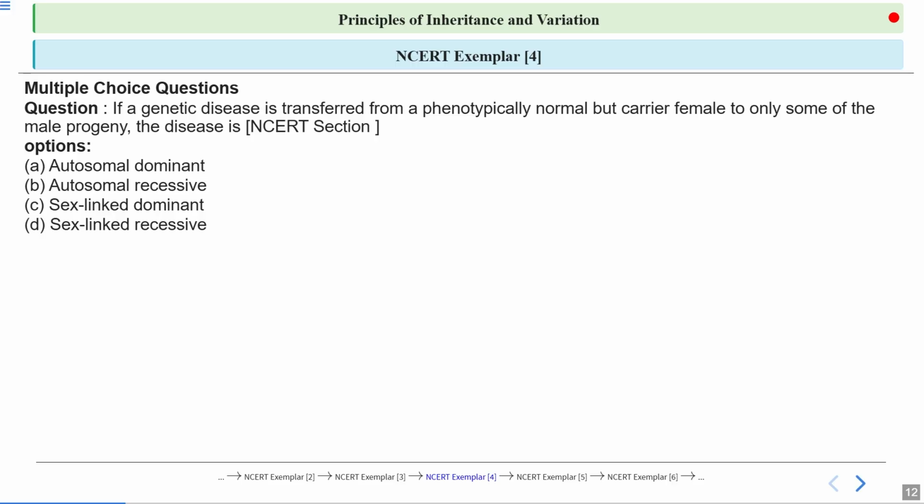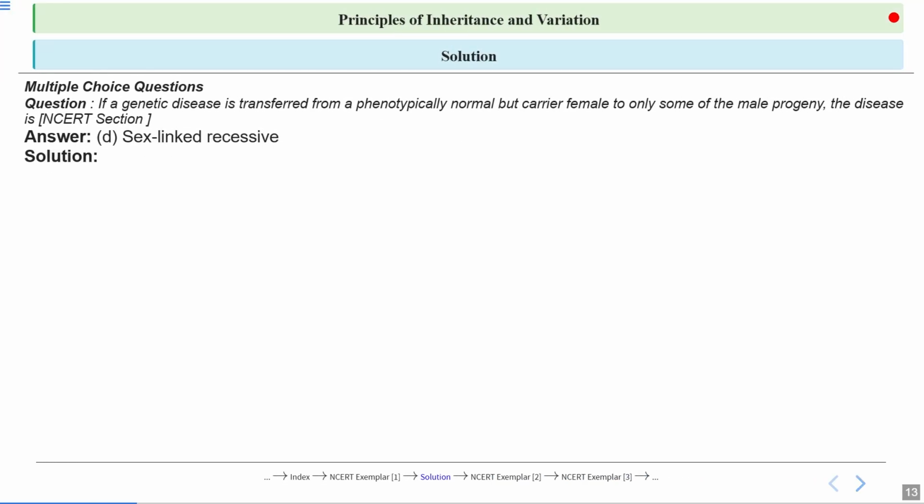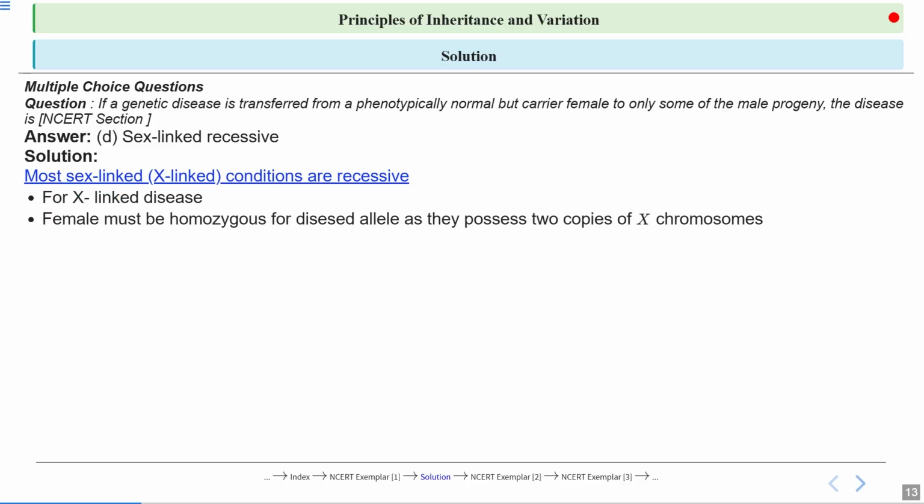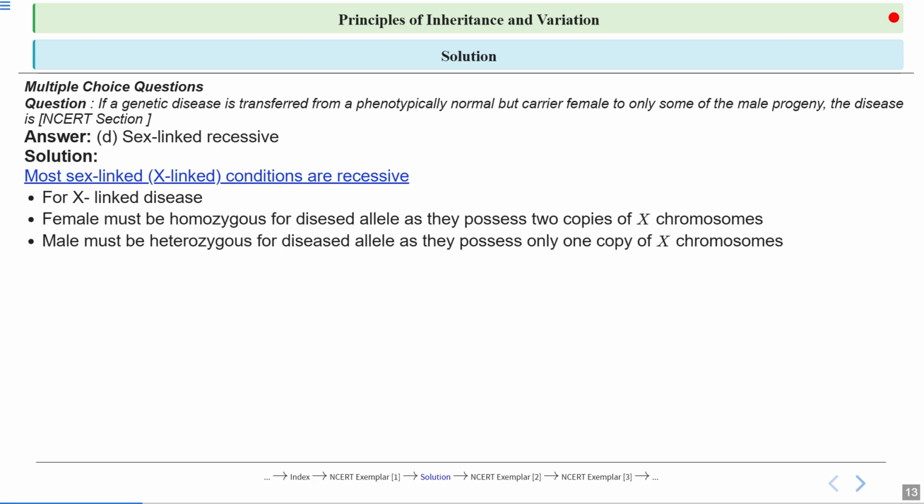So let's have a look at the answer now. Okay, it is a sex-linked recessive disorder. Most sex-linked conditions are recessive. For X-linked diseases, the female must be homozygous for the disease allele as they possess 2 copies of the X chromosome. When will the female exhibit that disease? When she has X chromosomes and on both of these X chromosomes the mutated gene is present. But this is quite rare.